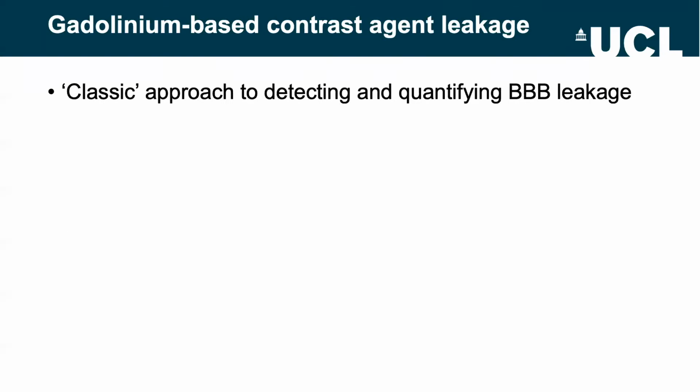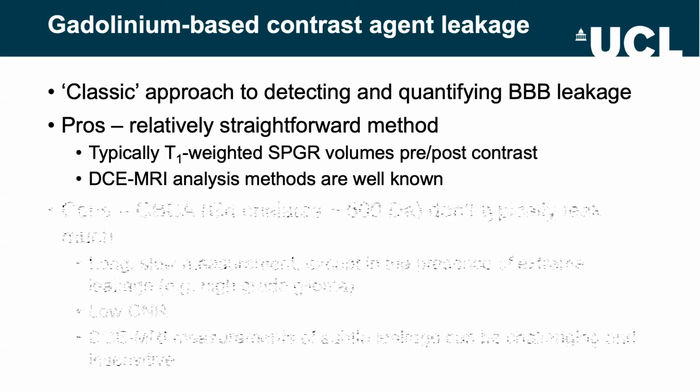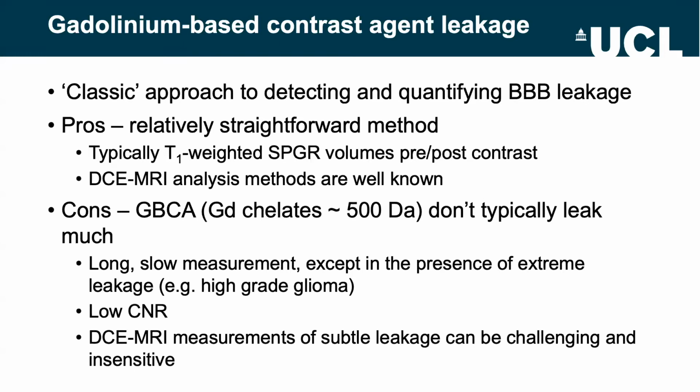Is there leakage? But DCMRI gives us the potential to become a bit more quantitative in how we assess that leakage. Okay, so the gadolinium-based contrast agent methods are nice because they're relatively straightforward, really well established. You can perform a DCMRI measurement very easily using a T1 weighted spoiled gradient echo style acquisition. And the analysis methods for DCMRI are well known. I'll give some examples in a minute.